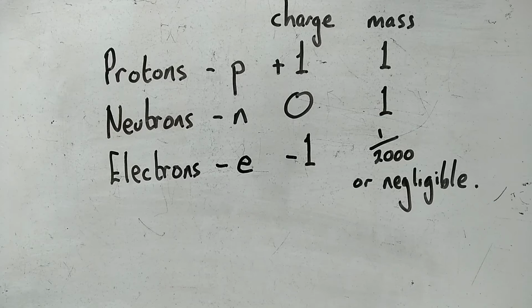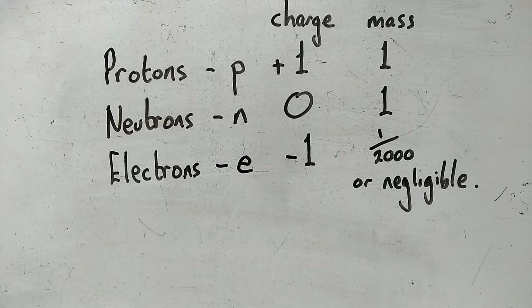Today we have to look at the components of an atom, and this table that I've put here should be very familiar to you all. The atom consists of protons, neutrons and electrons, and we normally symbolise a proton as a P, a neutron as an N, an electron as an E. The charges and masses are written down there.